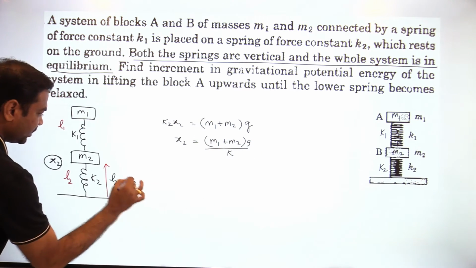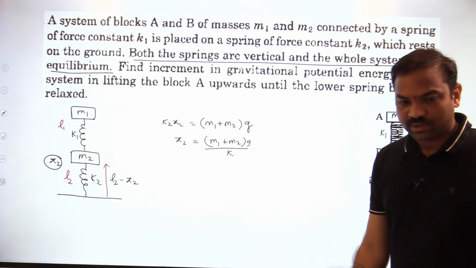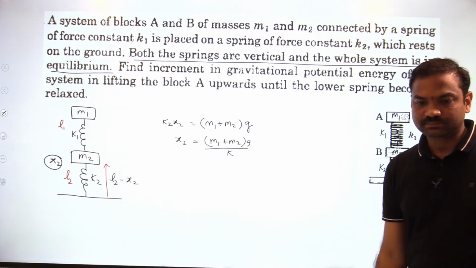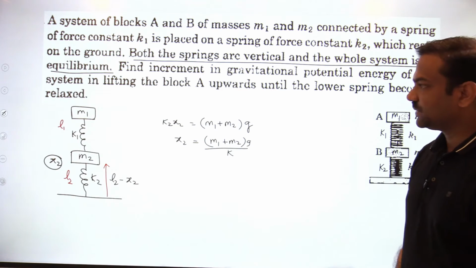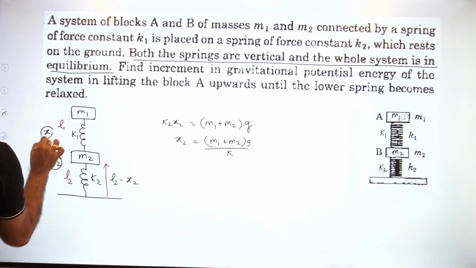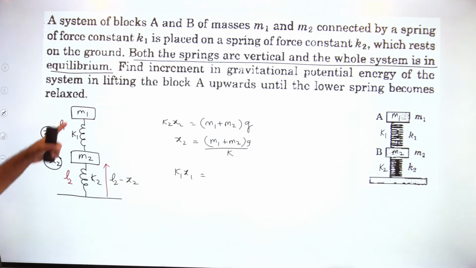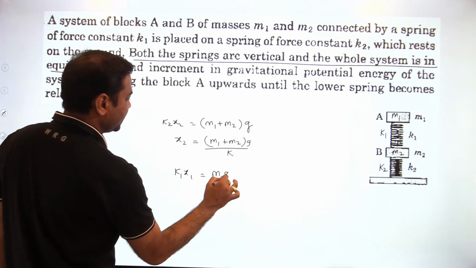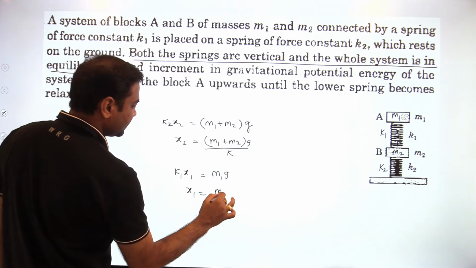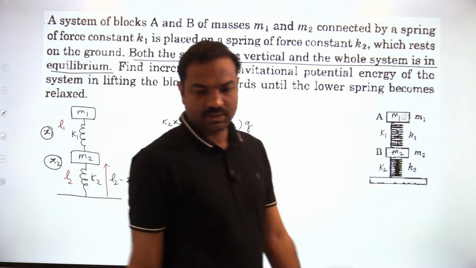Then what is the height of the M2 block? L2 minus X2. Clear? L2 minus X2 is the height. Now what is the compression in the first spring? I am taking the compression in the first spring as X1. Maybe a little lengthy way. So K1 X1 equals M1 g because it is in equilibrium. Then X1 equals M1 g by K1. This is the X1 value.